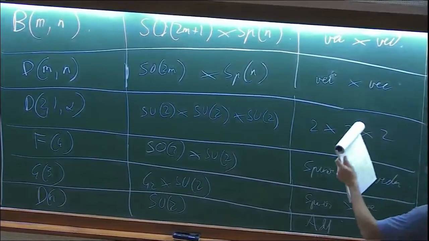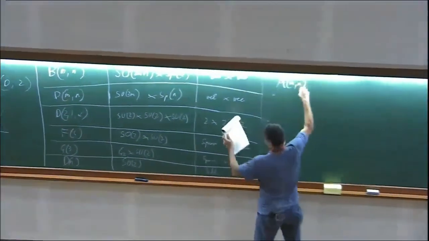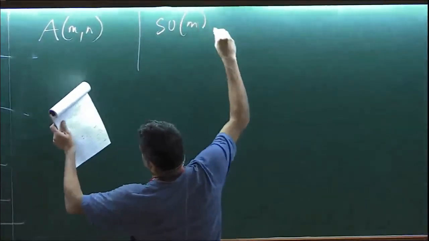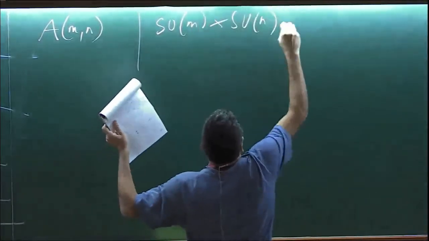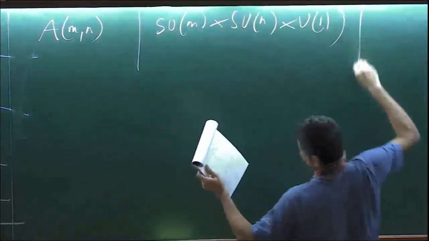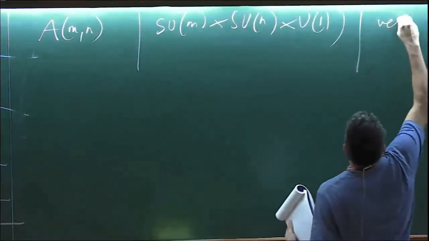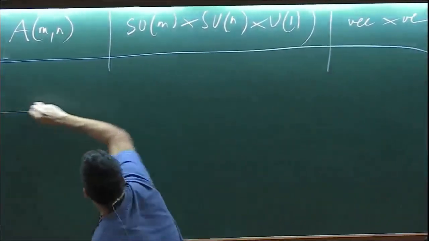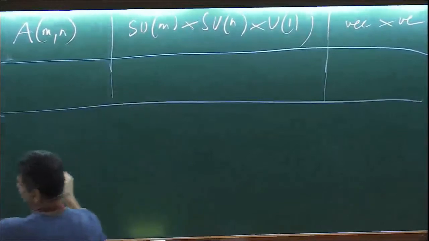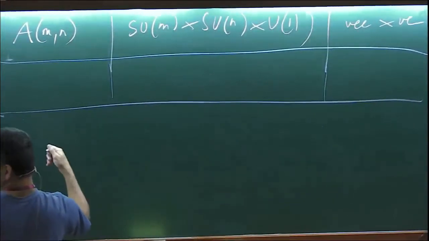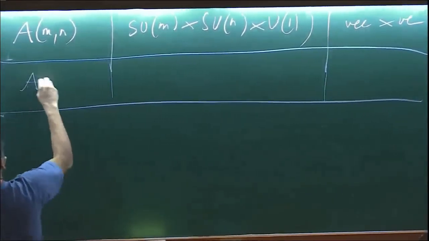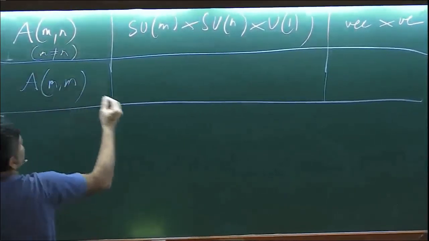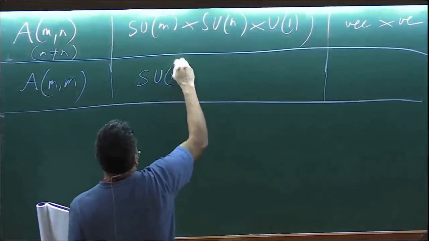Then there's A(M,N), SU(M) times SU(N) times U(1), and the generators are in vector times vector. Then there's a special case, M not equal to N. There's a special case A(M,M), in which you have SU(M) times SU(M).